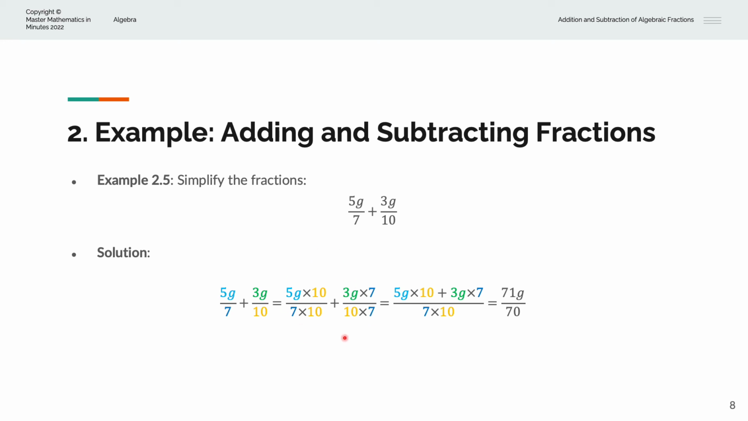We now have these two fractions stated with the same common denominator, which is 7 multiplied by 10, and we can carry that across. And because of that, we're able to sum the numerator, and that becomes 5g multiplied by 10 plus 3g multiplied by 7. So that simplifies to 71g over 70.